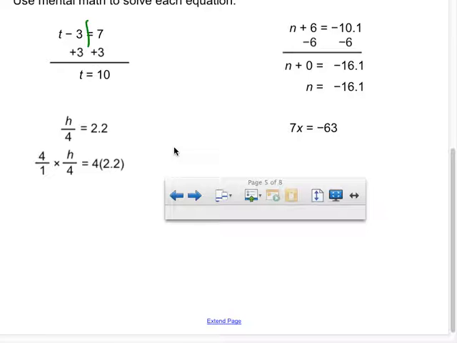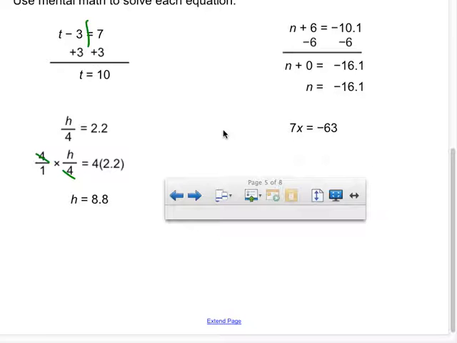Quinn, why did I do that? Because then you can cross divide. Right, because you can cancel out, since the 4s go away. And so this 4 goes away, cross-canceling, and then I'm left with just h over 1. And what's h over 1? It's just going to be h. And then 4 times 2 and 2/10 is what? 8.8.